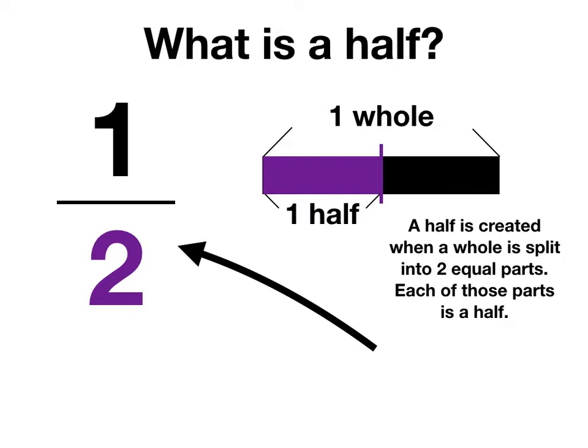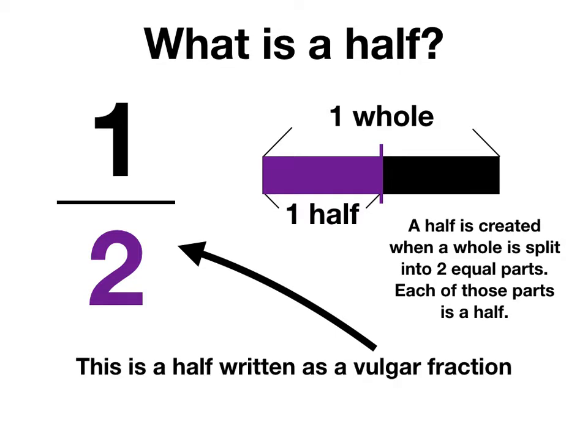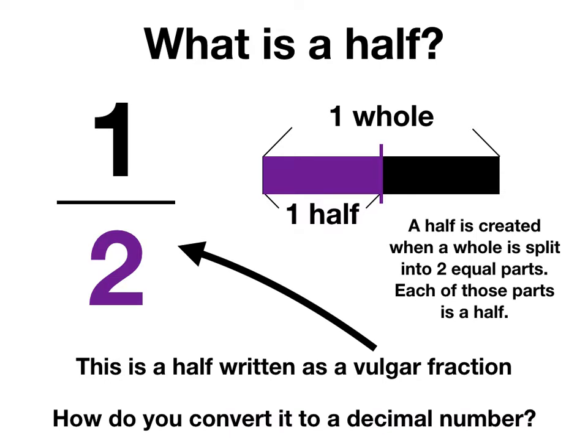This image represented on the side with 1/2 is actually what we call a vulgar fraction. It's written as a vulgar fraction. Now I'd like to look at how we convert that into a decimal number.